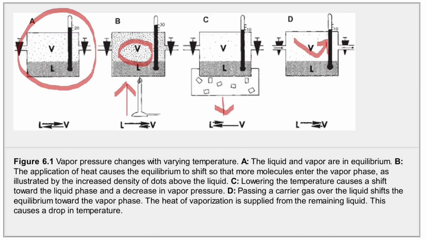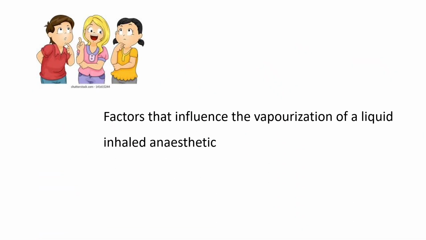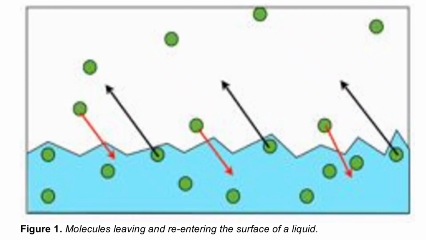As you can guess by now, we are slowly trying to understand the factors that influence vaporization of a liquid anesthetic and how we can control it by using a vaporizer. Now, let us imagine what happens if we put the water or liquid in a jar with a sealed lid. The process of evaporation still occurs, but molecules not only leave the liquid but also re-enter the liquid as they cannot escape from the jar. Eventually, a state of equilibrium is reached where the number of molecules leaving the surface of the liquid is the same as the number re-entering the liquid.